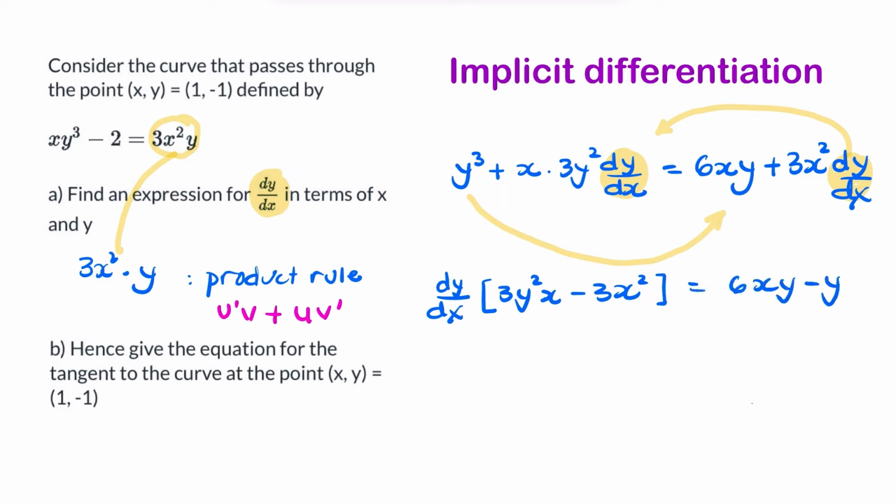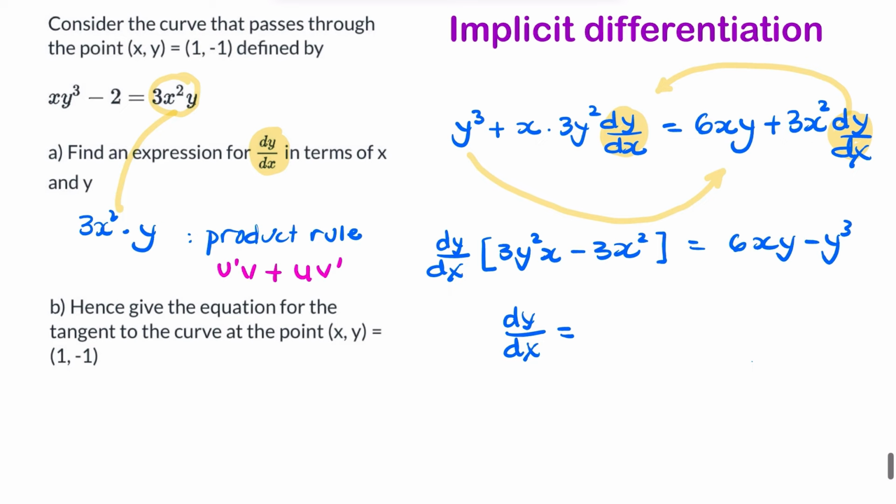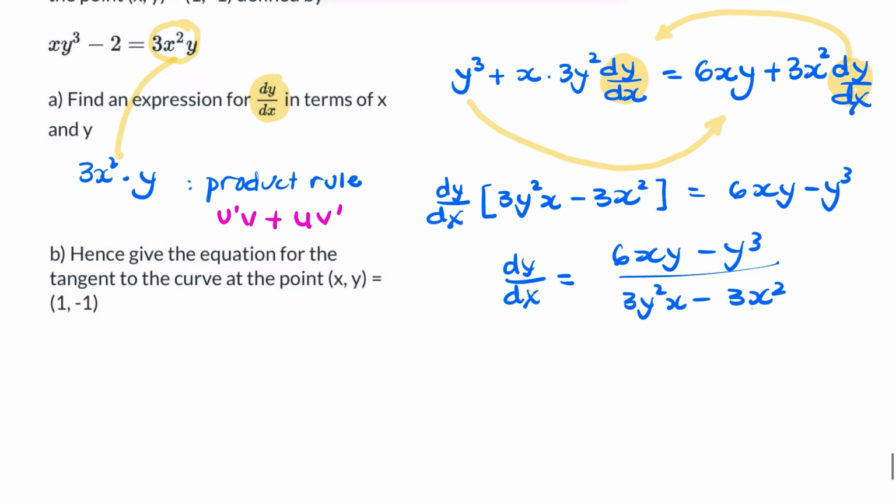So that's equal to 6xy minus y cubed. And if you divide both sides by this term here, you end up with dy by dx equals 6xy minus y cubed divided by 3y squared x minus 3x squared. So that's my answer for part A. That's the expression for dy by dx.